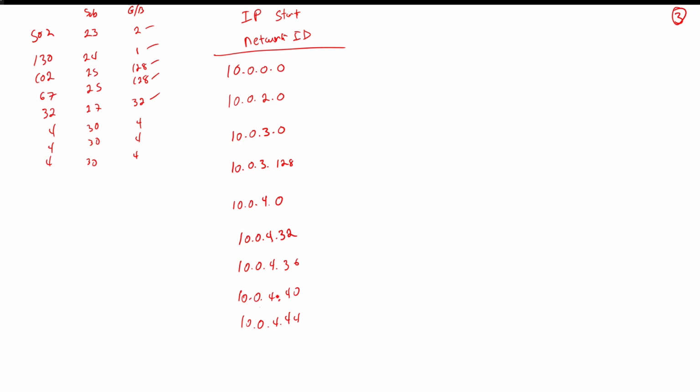So another thing is, wait, we have 8 addresses but we have 9 network IDs. How does that work out? Remember, we started with 0. So 10.0.0.0 is already there. And then there's 8 additional networks because that's how many networks we had.